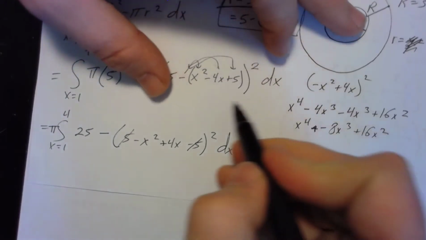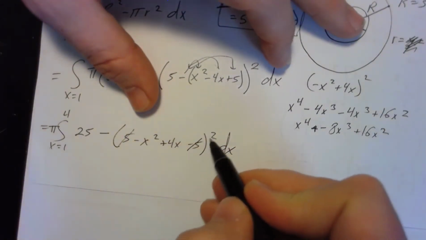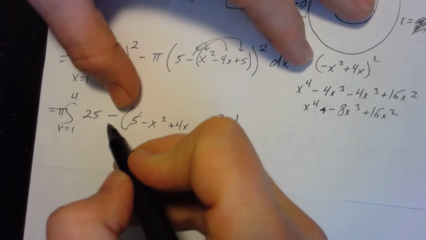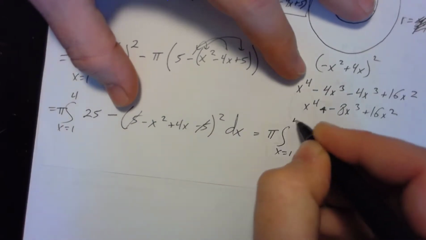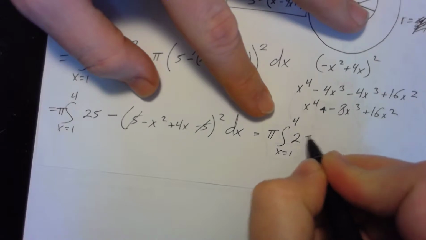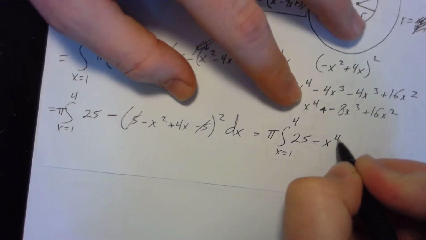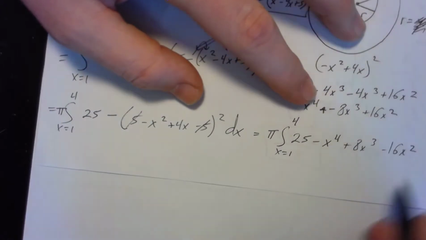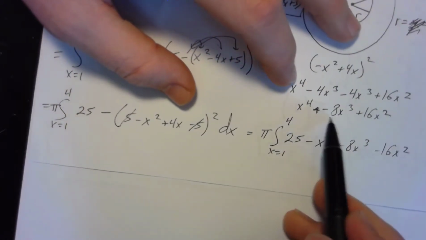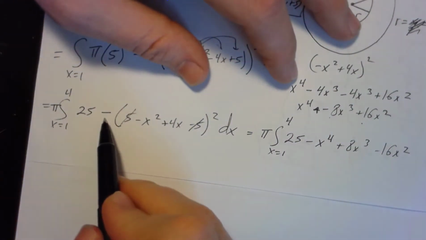Putting this back into this integral in place of this entire thing squared with a negative sign in front gives me the pi integral of x equals 1 to 4 of 25 minus x to the fourth plus 8x cubed minus 16x squared. Again, these signs all change, positive, negative, because of this negative here.